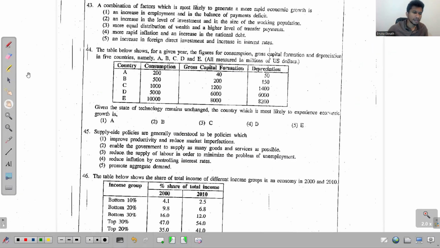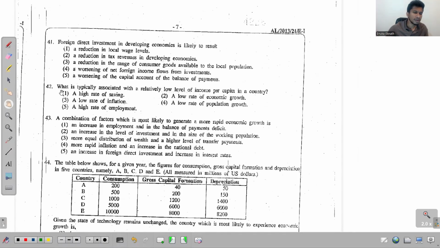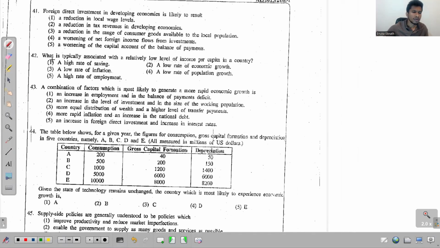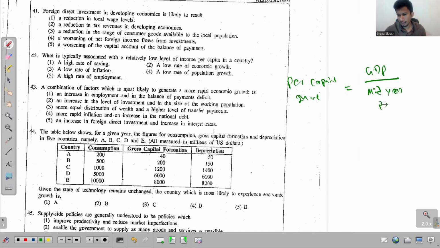Right, we'll look at question 42. What is typically associated with a relatively low level of income per capita in a country? Okay, so how do we calculate this per capita income? Per capita income or GDP is equal to the GDP or the income divided by the mid-year population.